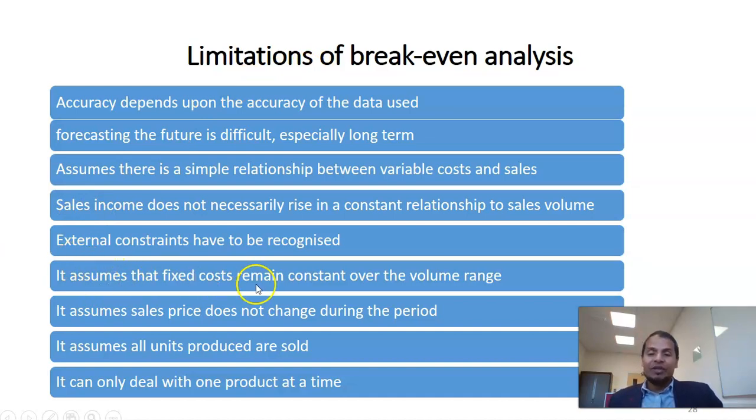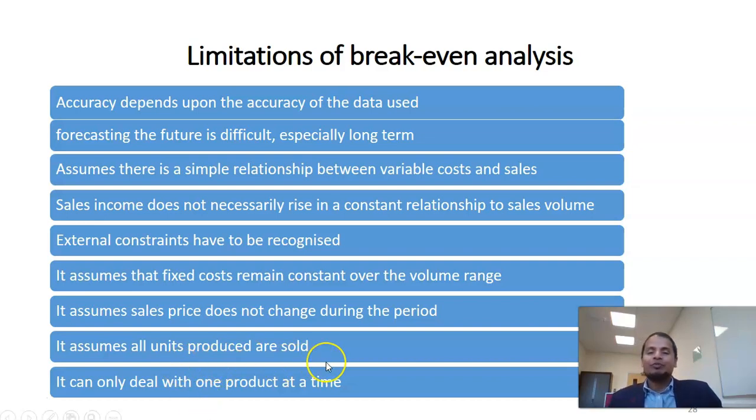And also it assumes the fixed cost remains constant over the volume range, okay, but fixed cost may change because of any kind of unforeseen reason, any unexpected reason, right? So fixed cost may change, but we can't assume that. The limitation here is we assume that the fixed cost will remain unchanged. It assumes the sales price doesn't change during the period. We assume the sales price will remain unchanged.